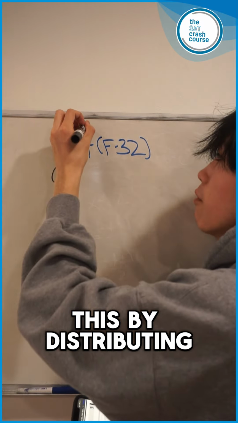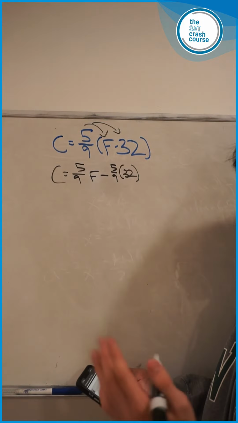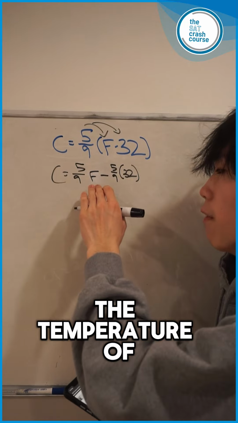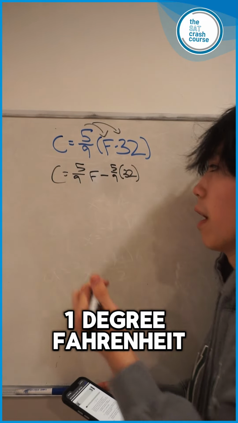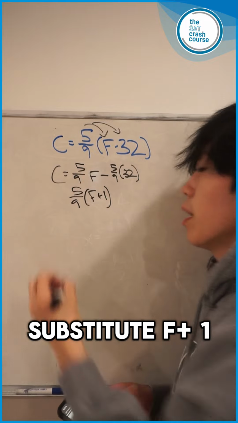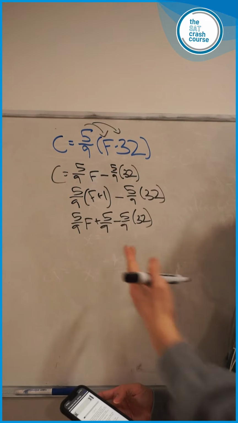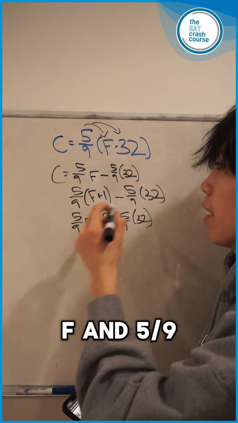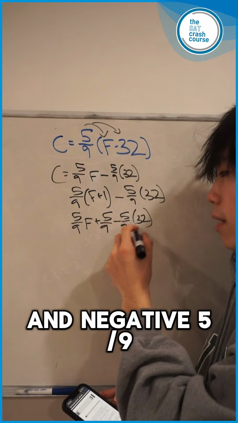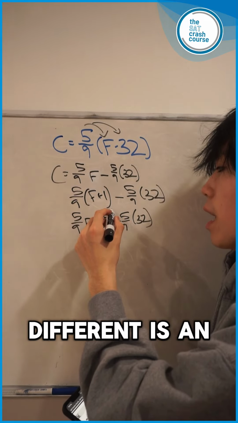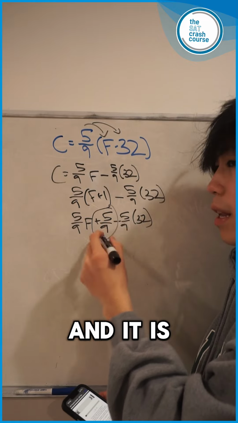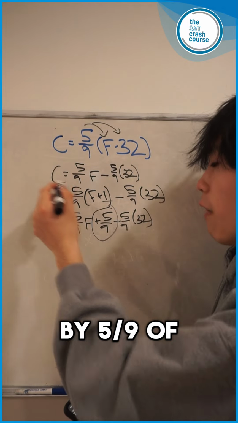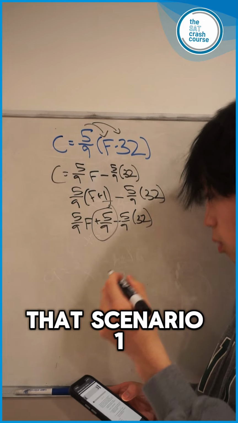We can do this by distributing the 5/9 to both terms inside of these parentheses. Now, let's think about what would happen in scenario 1 if we increase the temperature by 1 degree Fahrenheit. What we can do is substitute F plus 1 to achieve what we were looking for. Now, when we look at this, everything in this top equation is the same. We have 5/9 F and 5/9 F, and we have negative 5/9 times 32 and negative 5/9 times 32. The only thing different is an increase by 5/9. So that means that when we increase the temperature by 1 degree Fahrenheit, we increase it by 5/9 of a degree Celsius. So that means that scenario 1 is correct.